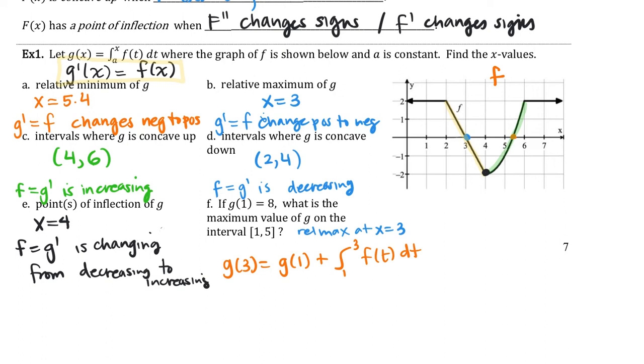So this is the value at G of 1, and this is the change that happens from 1 to 3. I can't just find the value by myself because this f represents only the change in G. It doesn't represent the actual function values. So G of 1, they told me, is 8. From 1 to 3, that's the area under the curve. So what is that? That's 2. This is 1, 2, and then this is 1/2 times 1 times 2, plus 3. So then G of 3 equals 11, and I'm saying that's the maximum value on that interval because that's where the relative maximum occurs on that interval.